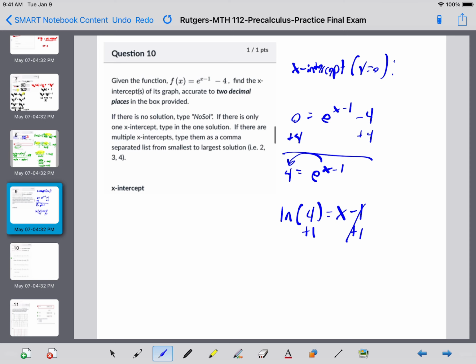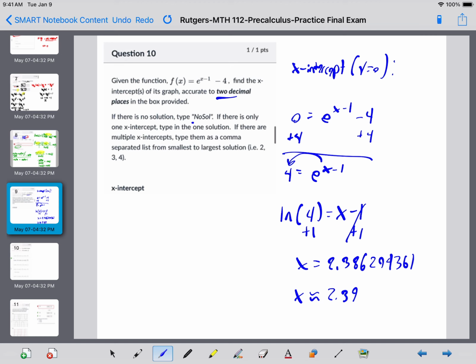Put this in your calculator. ln of 4 plus 1. X equals 2.386294361. It said accurate to 2 decimal places, so x is approximately 2.39.